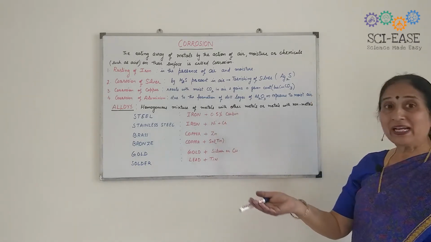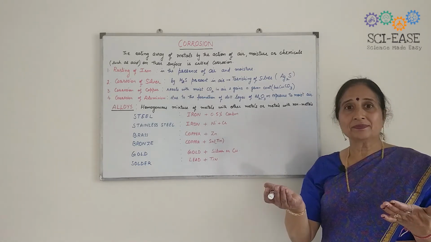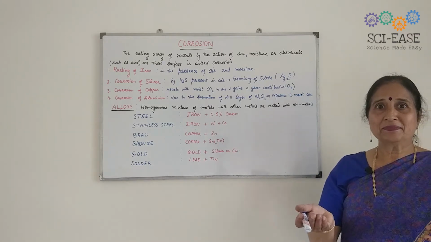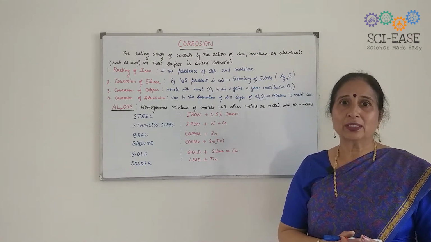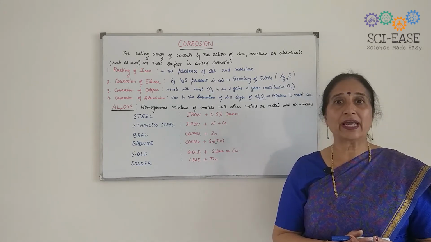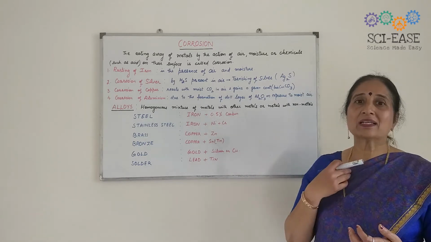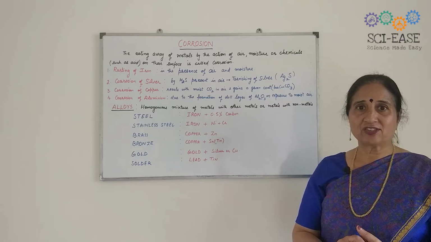Some metals do not corrode, like gold and platinum. They are the noble metals. They don't have any reaction with air, water or acids. They remain as they are for years together. Their color will not change.